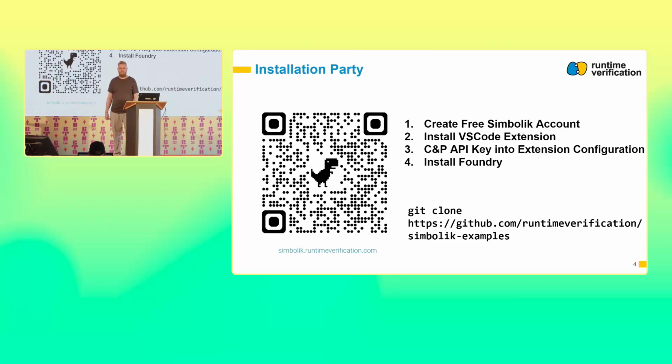And then there's 4 steps that you need to take. Create a free Symbolic account. That's the first step that I just described. Then you need to install the Visual Studio Code extension. You can just open your Visual Studio Code or Codium if you're using Codium, and go to the extensions and search for Simbolik. Simbolik is spelled S-I-M-B-O-L-I-K. So it's with a K at the end, and I will get to that later. And then in the extension configuration, you need to paste the API key that you just got from the website, and you need to have Foundry installed on your system. So these are the basic requirements.